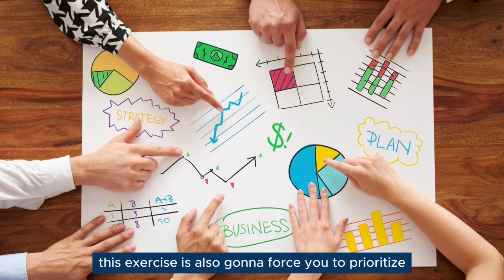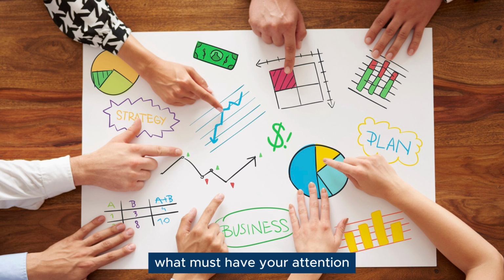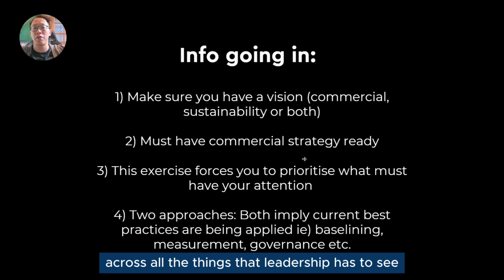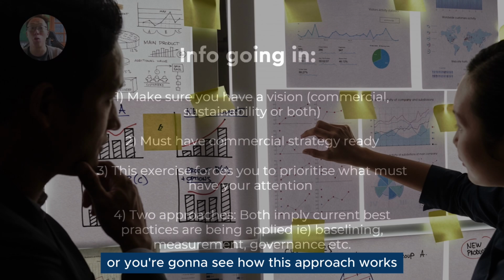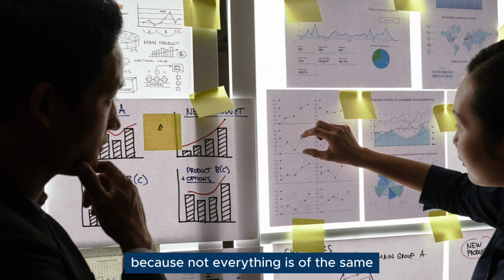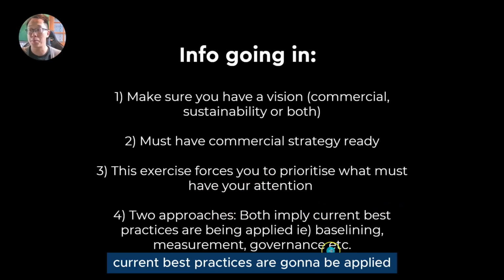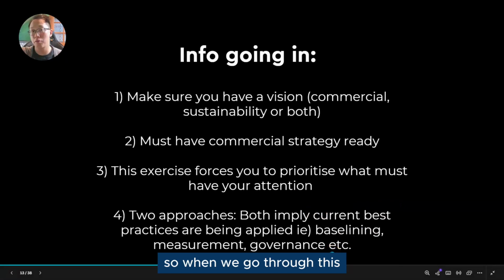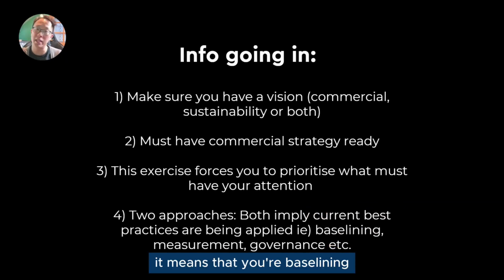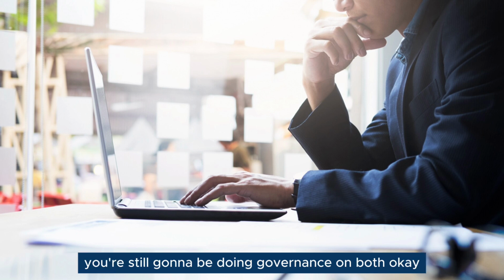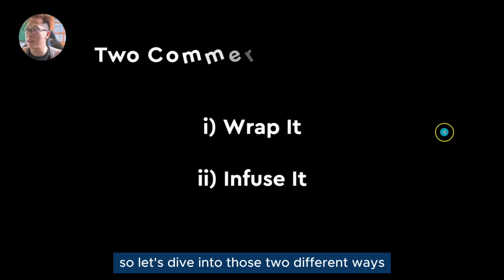This exercise is also going to force you to prioritize what must have your attention. So if your strategy has an equal weight across all the things that leadership has to see, this is not going to work. Or you're going to see how this approach works, because not everything is of the same equal importance at the same time. And secondly, within this approach, there's two ways of doing it. Both of them imply current best practices are going to be applied. So when we go through this, it means that you're baselining, you're still going to be doing measurement, you're still going to be doing training, you're still going to be doing governance on both. Okay, so let's dive into those two different ways.